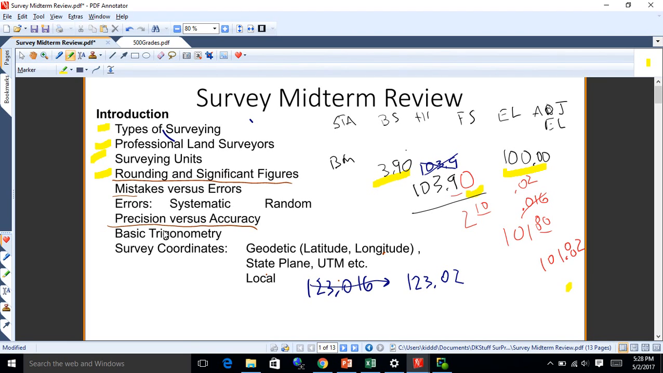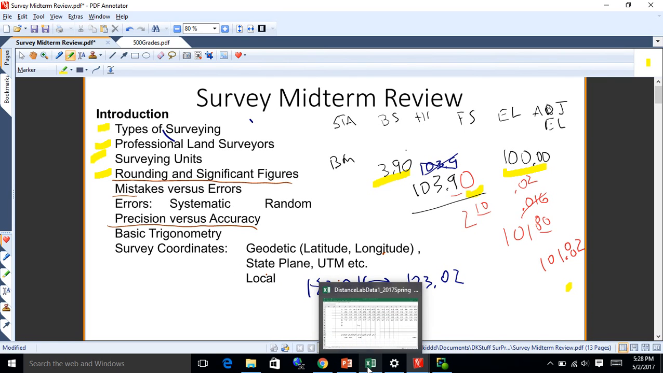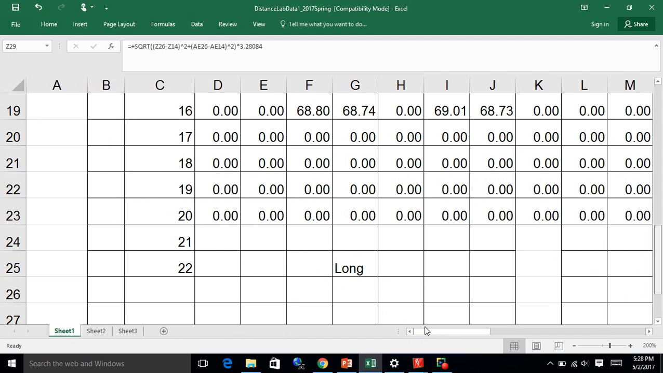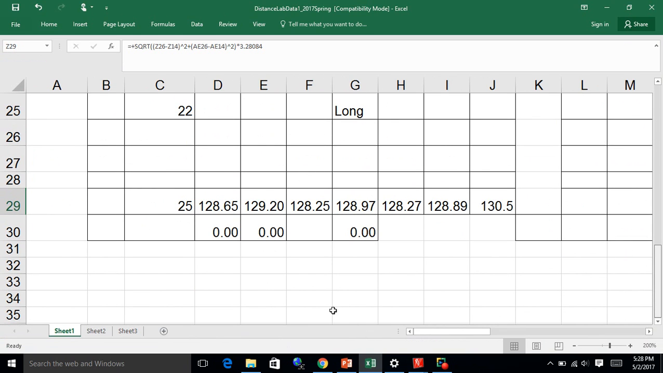Okay, precision versus accuracy. That could be maybe illustrated on that assignment that you did with the data that we had with our distance measuring. Okay, here's the data that we had for measuring the distance for that point 25A to 25B. You'll see there that everybody got a little something different there: 128.65, 129.20, 128.25, 128.97, 128.27, 128.89, and then 130.50. I can't get the 0 in there right at the moment because I don't have that cell formatted properly.